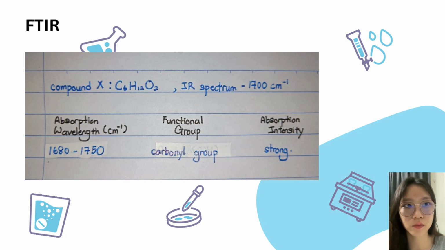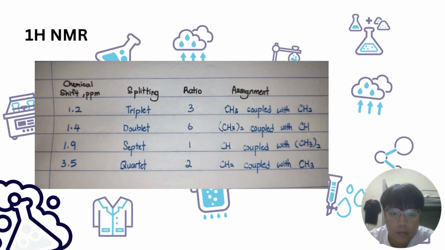For the compound X with the molecular formula of C6H12O2, it has a very strong absorption intensity in the IR spectrum at around 1700. So this indicates a functional group of carbonyl group. From question number 2, we are also using 1H NMR to find the possible structure. The chemical shifts given by the question are 1.2, 1.4, 1.9, and also 3.5 with different splittings: triplet, doublet, septet, and also quartet.